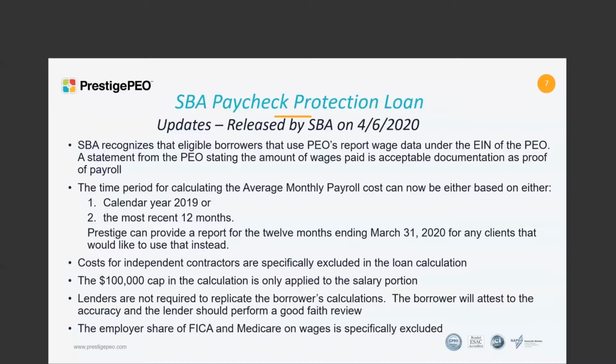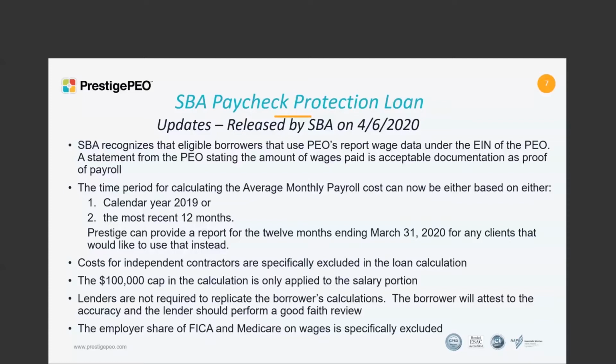The second update that changed, and there were various determinations during the week last week, was what time period to calculate the average monthly payroll. It was originally clearly said to be 2019, with exceptions for seasonal businesses. They have now said it can be either calendar year 2019 or the most recent 12 months. So if you received the report last week for 2019 and you would like to have the report for the rolling 12 months ending March 31st, 2020, please contact your payroll specialist and we can get that out to you. That is the only secondary time period. We are not running any other dates other than 2019 or the 12 months ending March 31st, 2020.